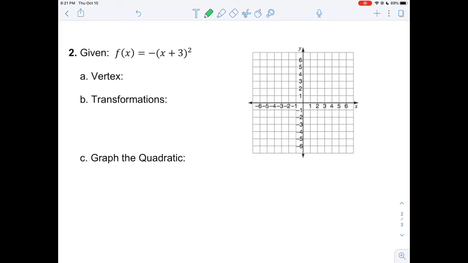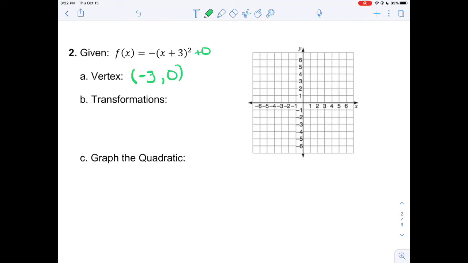Let's practice graphing another one. So this time we're given that f of x is equal to negative times the quantity of x plus 3 squared. We can identify our vertex. I see that I have a plus 3 in the parentheses, so remember that that means that's a minus 3 for my x value. I don't have anything tacked on the end, so this is like a y value of 0. We haven't moved from the original y location.